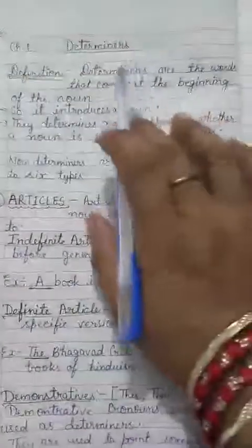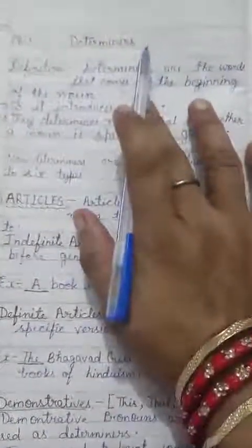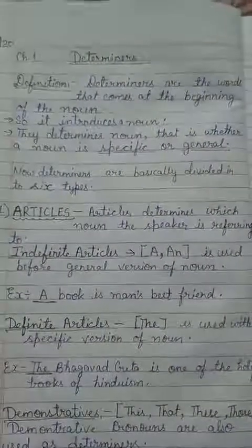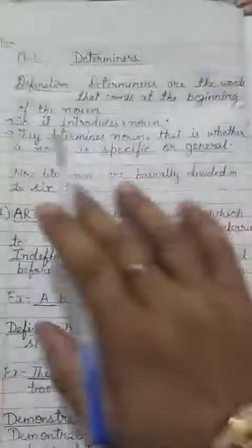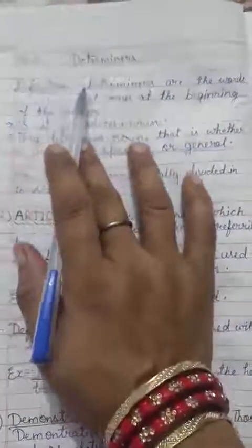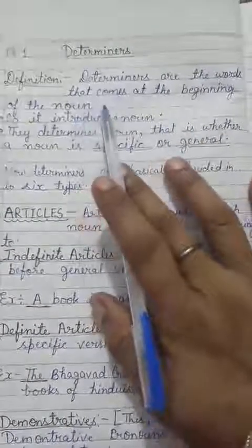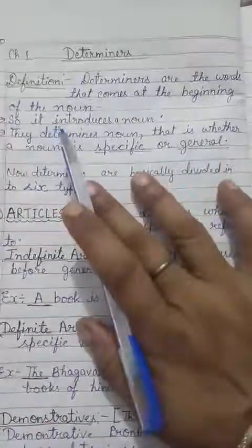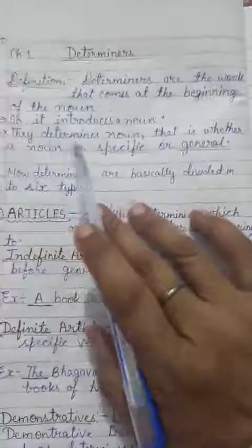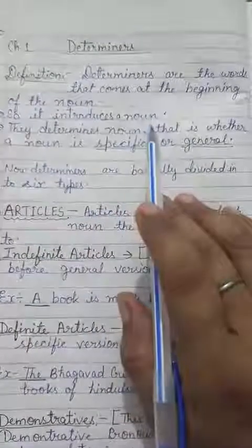Now you see the chapter determiners. I have taught you earlier this chapter, but again I have made some easy notes for you. So you see here the definition of determiners. Determiners are the words that come at the beginning of the noun. So it introduces a noun.